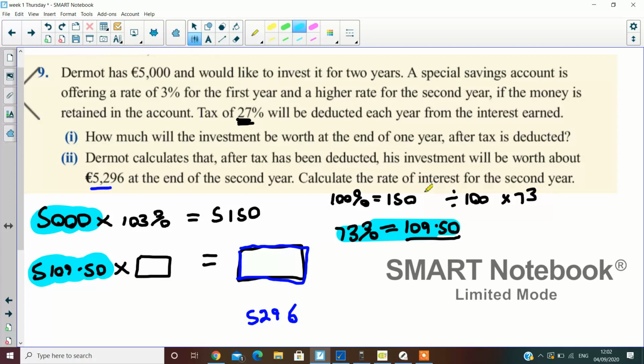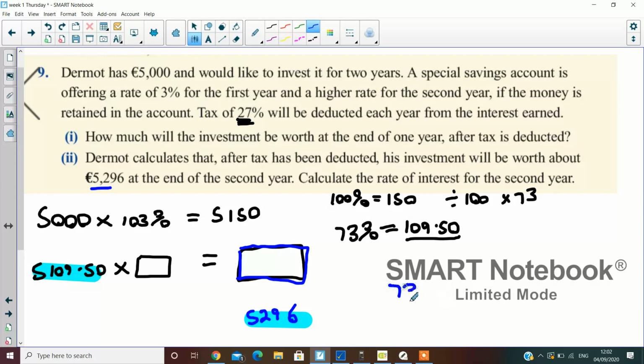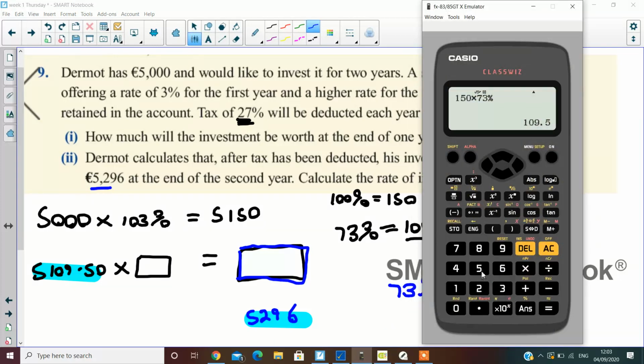That makes sense? So likewise, the difference between these two numbers is also 73% of your interest, because 27% of it got taken away. So now this time, we know what 73% is. We don't know what 100% is, but we know what 73% is. So 73% is the two of them taken away from each other. Does anybody have that number for me? 5,296 take away 5,109.50, what do you get? 186.50. I like that guy.